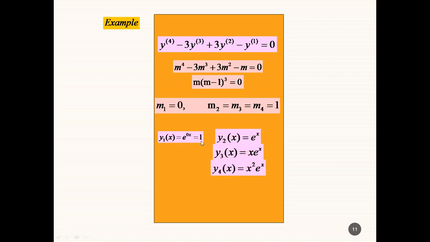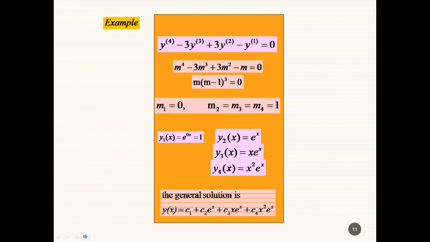So you have 1 for the e raised to 0. You have e raised to x for 1. You have x e raised to x for the second one, and x squared e raised to x for the third one. And this should be your general solution. You can also write it like this one first, followed by this, and the last is the constant. Question?